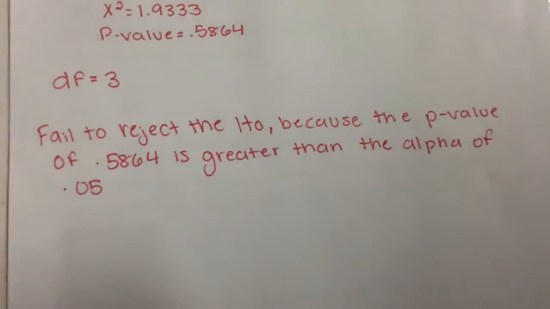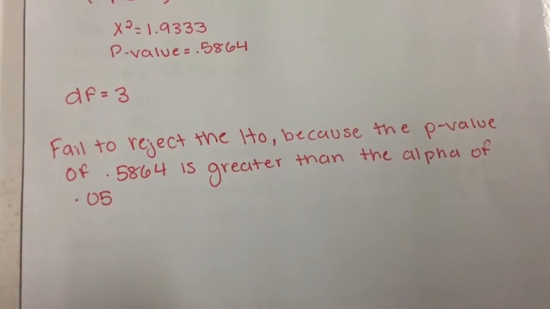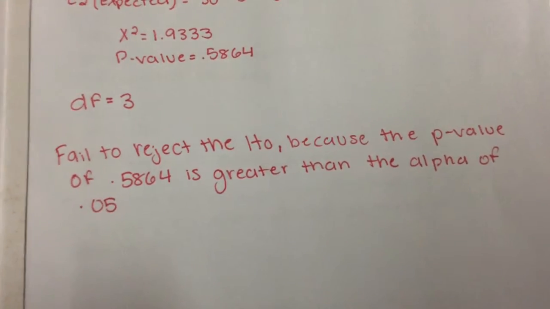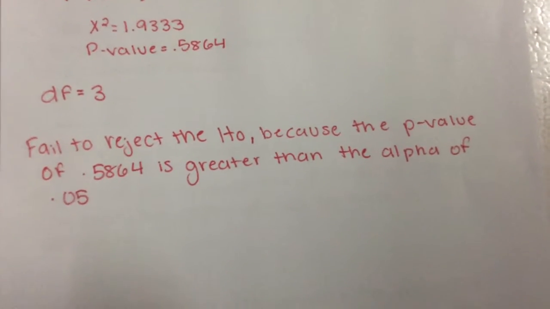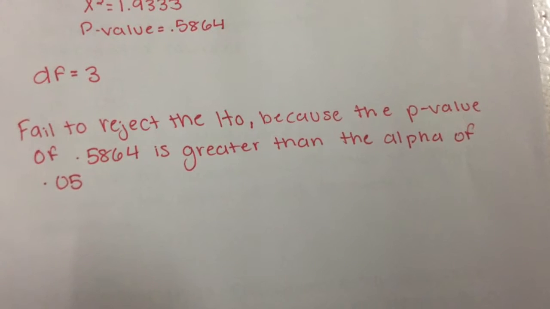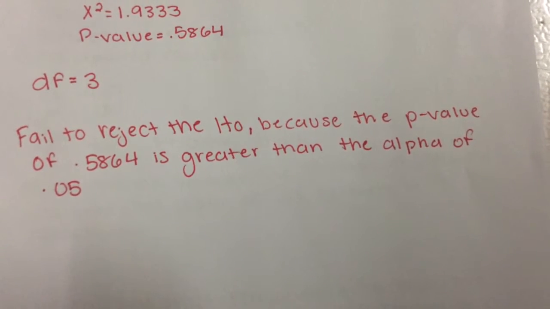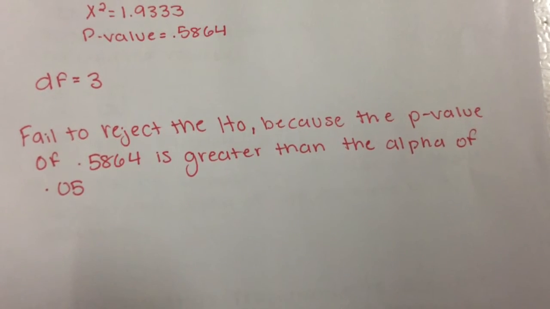And then part D says, what do you conclude about the null hypothesis at alpha of 0.05? We fail to reject the H0 because the p-value of 0.5864 is greater than the alpha of 0.05.